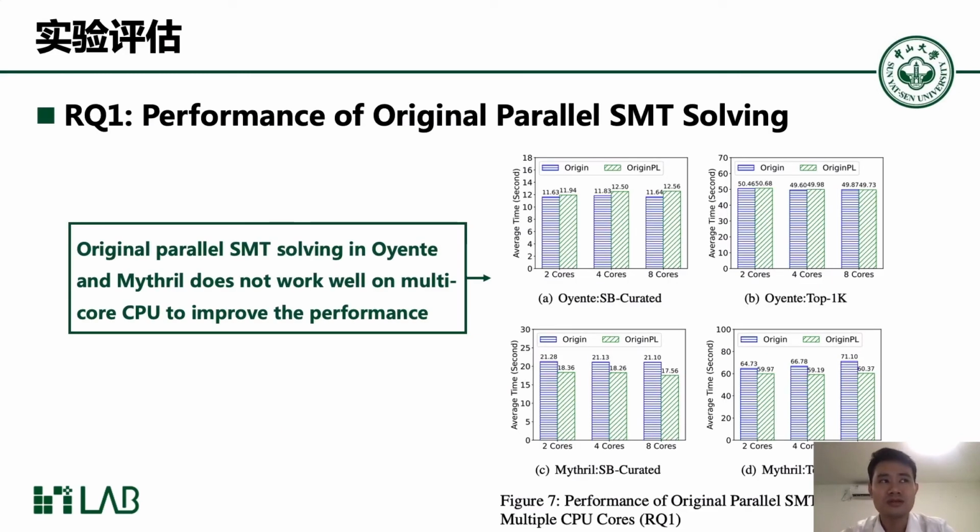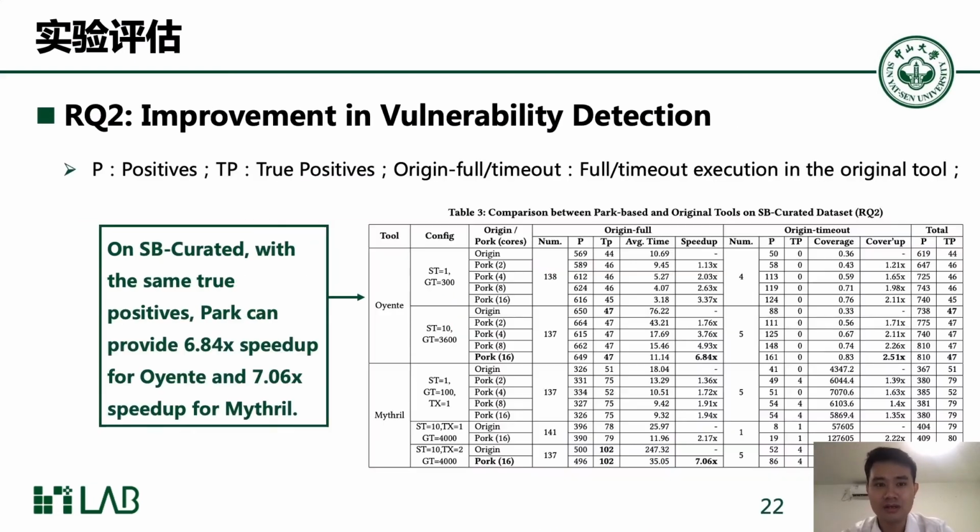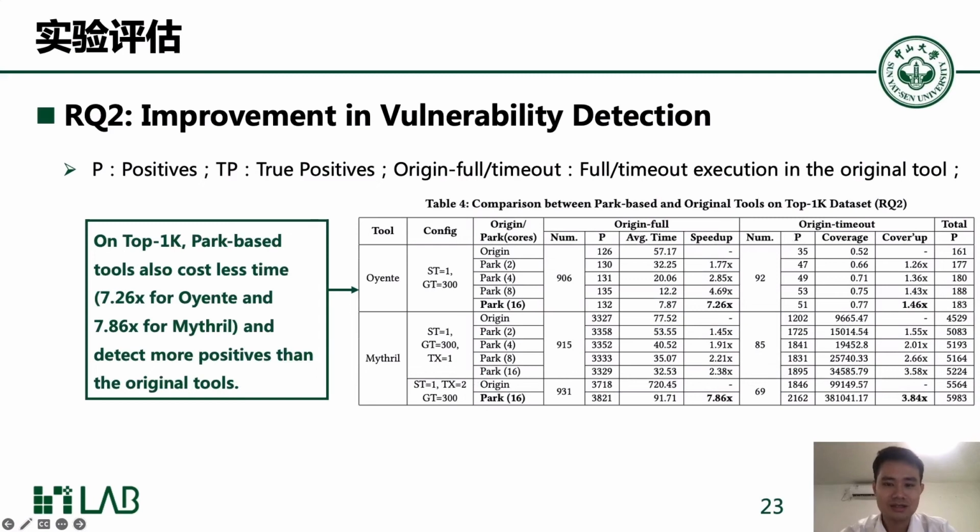As for research question 1, we find that original parallel SMT solving in ONT and Mythril does not work well on multiple CPU cores, so it cannot improve the performance very well. As for research question 2, we will evaluate the improvement in vulnerability detection. We find that on the SmartBugs dataset, with the same true positives, Park can provide 6.84 speedup for ONT and 7.06 speedup for Mythril.